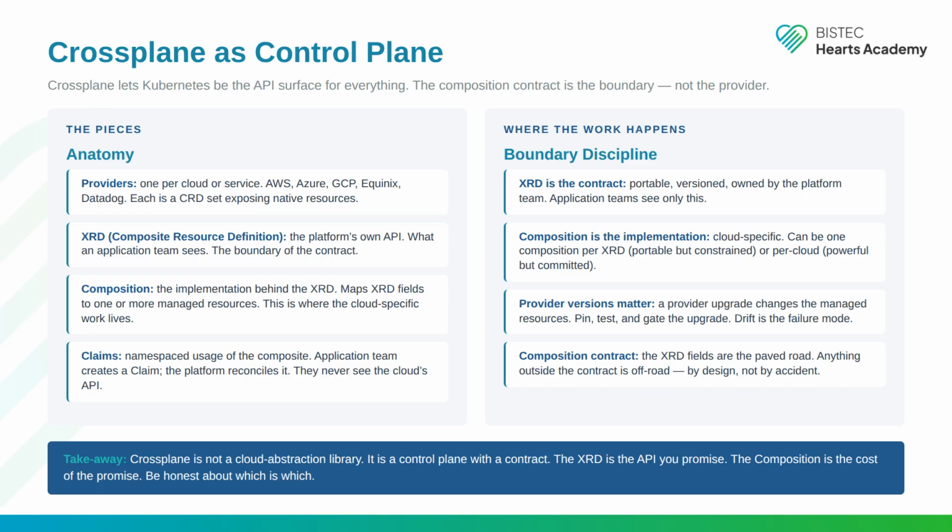Claims, namespaced usage of the composite. Application team creates a claim, the platform reconciles it. They never see the cloud's API. Where the work happens. Boundary discipline.